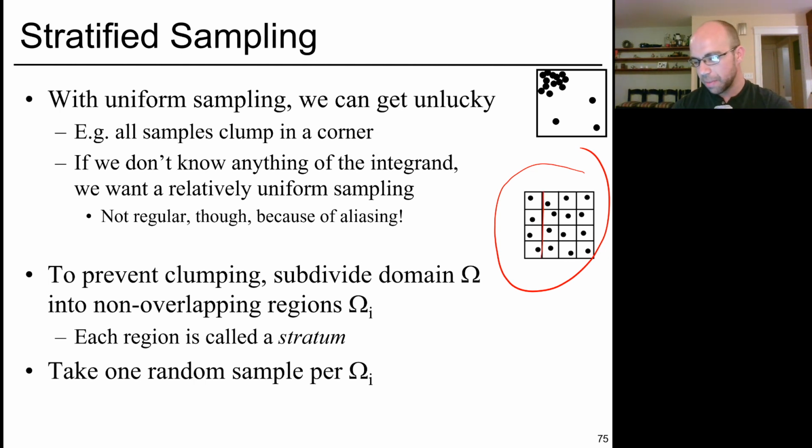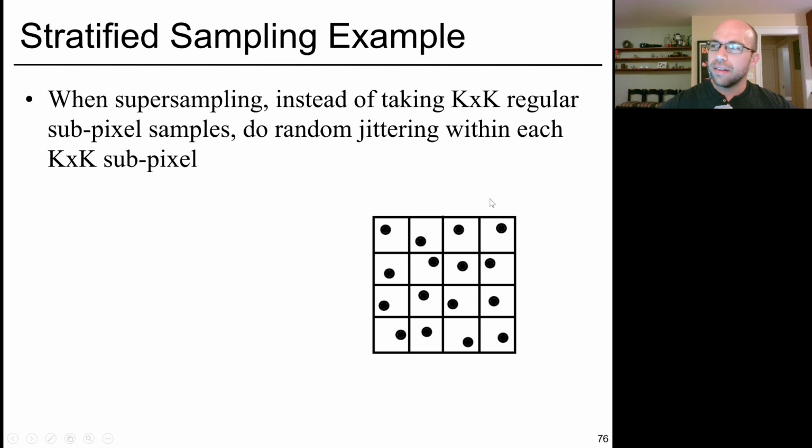So here you can see the key idea, which is maybe if I'm doing my anti-aliasing, I divide my pixel into a grid, but then inside of every grid cell, I randomly perturb a little bit just to add that randomness. And this avoids clumping of your samples. Another term for this is jittering, which we already mentioned.